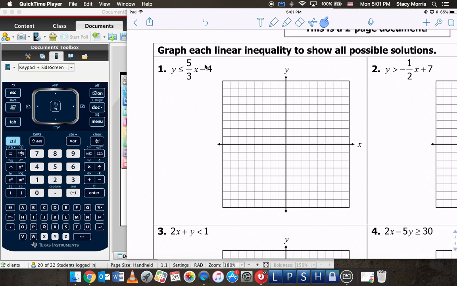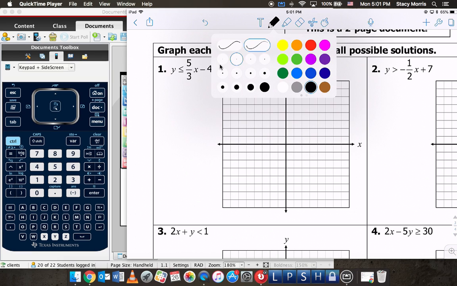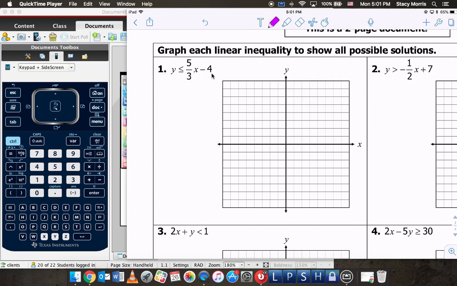So when we graph, remember that we start with the b, which is our y-intercept. I like to call it the beginning. So we're going to start by plotting a point at 0, -4, because that is our y-intercept. So 0, -4, right here. So that is going to be our y-intercept. I'm going to label it 0, -4.